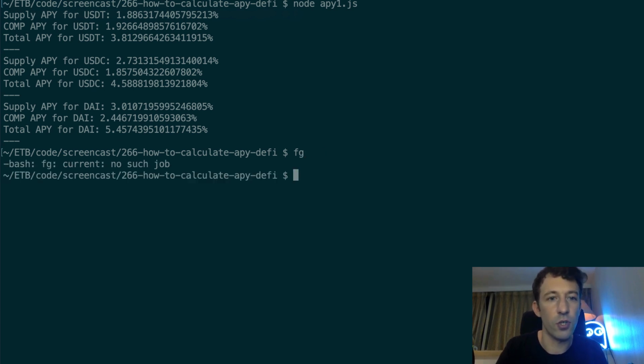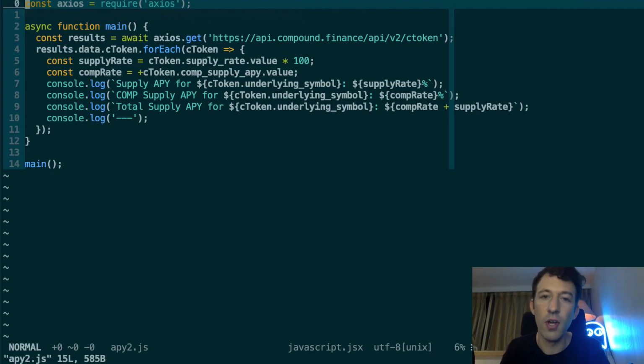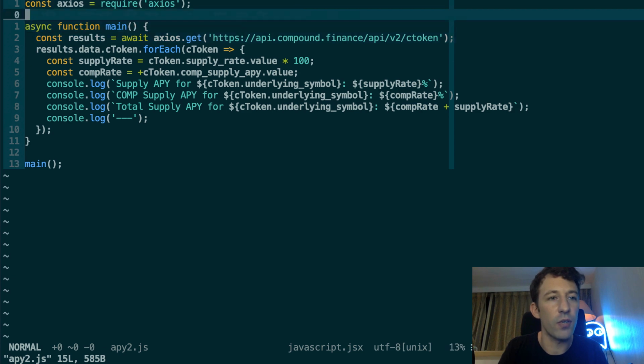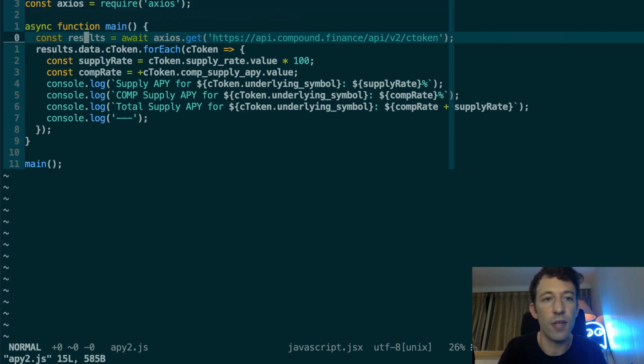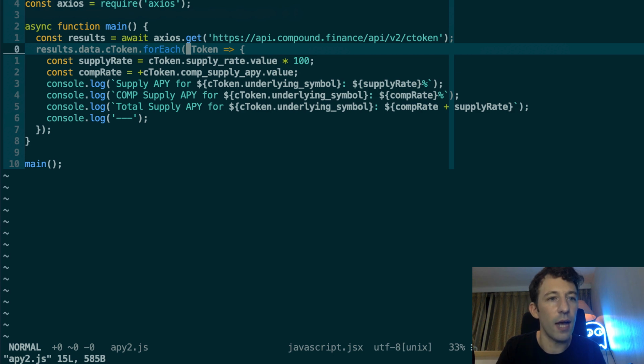So next, I'm going to show you the other script that I've prepared, because actually there was a much simpler way to do it, but I wanted first to show you the hard way so that you can really understand what's going on. So here we use Axios, which is a library to do HTTP requests, and we're going to use the HTTP API of Compound. That's a backend API they built for our convenience, and they have a cToken endpoint that gives you a lot of information about the different markets, including the different APYs. So here we iterate through the result, and for each market, we are going to display the supply rates and the COMP rate. We're going to display this separately and then combined.